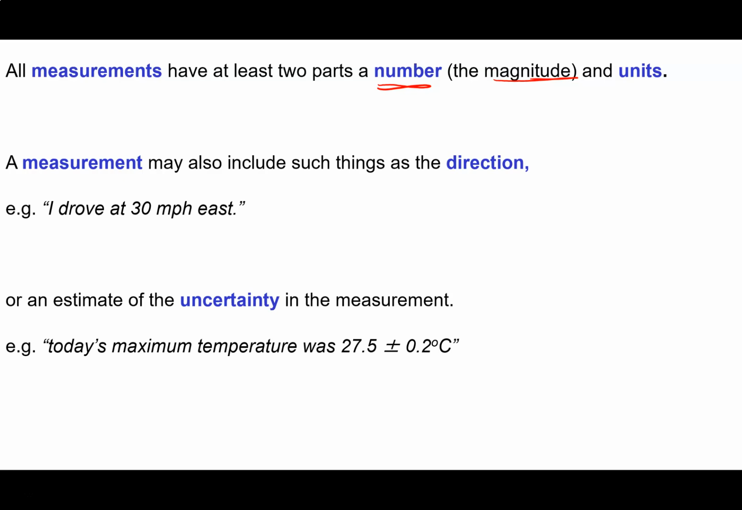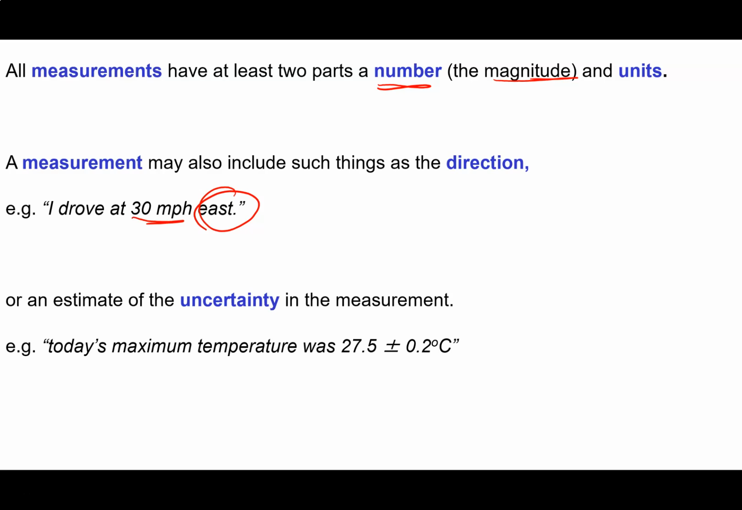Now, often our measurement won't make a lot of sense unless we include some other information as well. So for example, if I'm trying to describe where I live, I might say I live 40 miles north of Pierce College, Puyallup. And if I didn't include the direction north, that measurement wouldn't make a lot of sense. Similarly, if I was trying to describe where I had driven and I said I drove at 30 miles per hour, without adding the direction east, that measurement wouldn't be particularly useful.